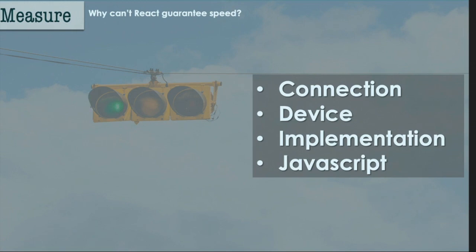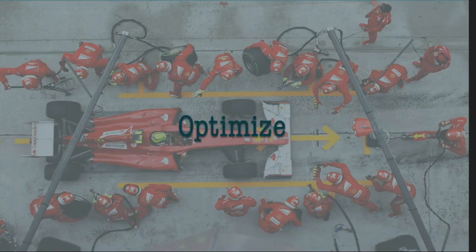There are a lot of things that take place with our apps that really are outside the React control, whether it's the connection speed or the device we're running on, but it really comes down to our implementation in our JavaScript. So no matter how good React is, it cannot really guarantee the speed. So it's up to us to really understand what happens when we do different things and how we can improve it. So kind of making sure we know the pitfalls.